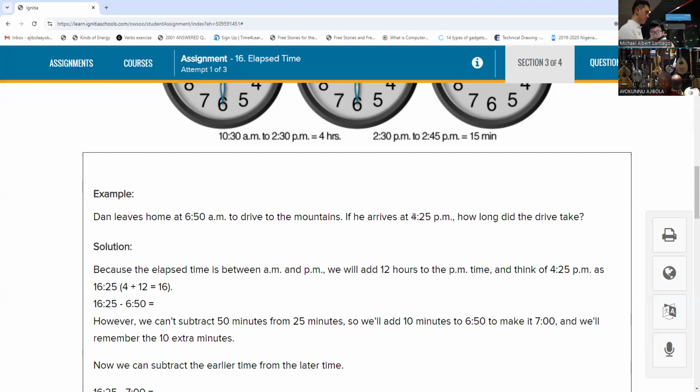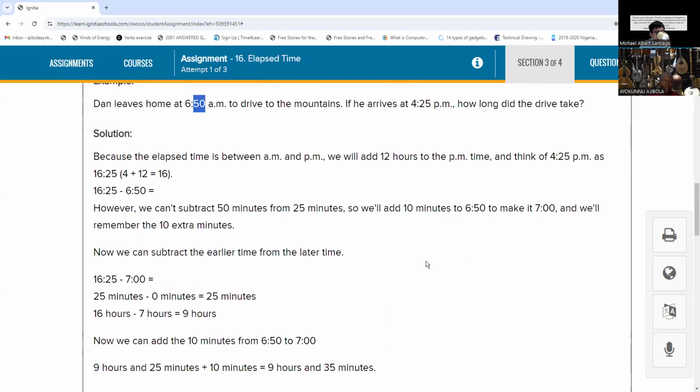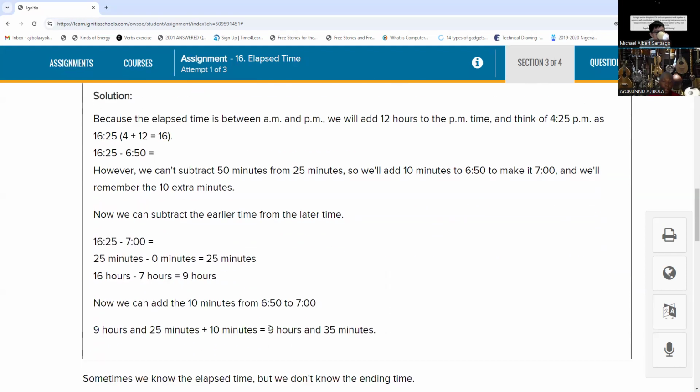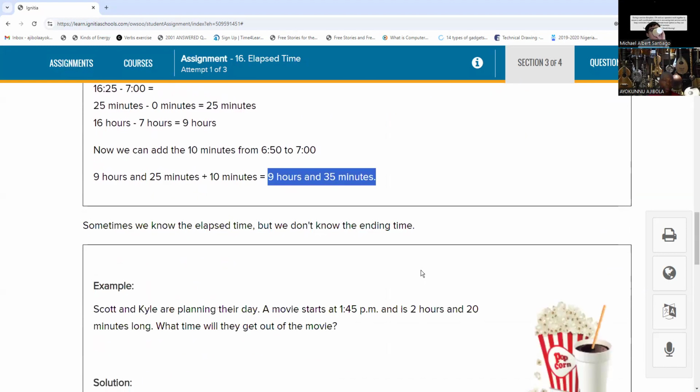That's not possible. So we have to take 1 from the 16, you join it to the minutes, becomes 85. 60 minutes plus 25. So 85 minus 50 is 35. Is that clear? Yes. 85 minus 50 is 35. So then we have 15 minus 6, that will be 9. So 9 hours, 35 minutes. Is that clear? Yes. Then we can also count up.